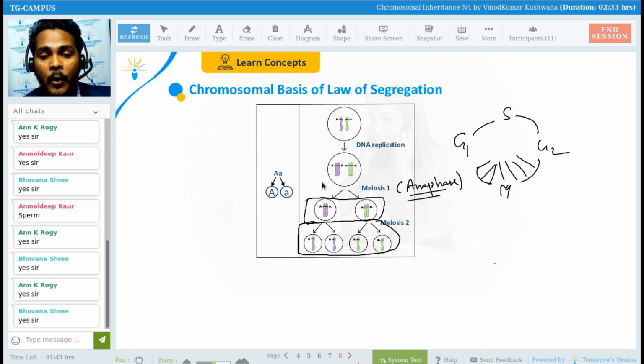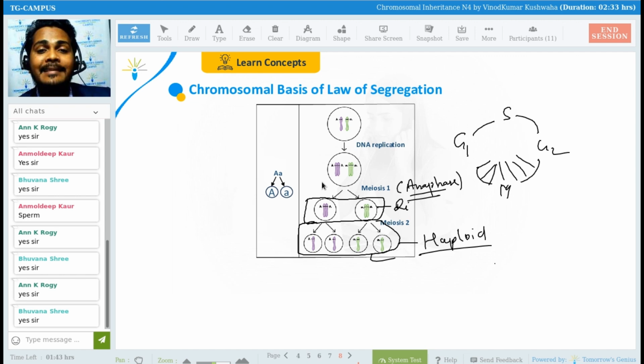You can see here the daughter cells are diploid, but here the daughter cells are haploid, and this haploid cell is known as a gamete. This is how Mendel's law of segregation gets its chromosomal explanation, how the factors are going to be segregated.